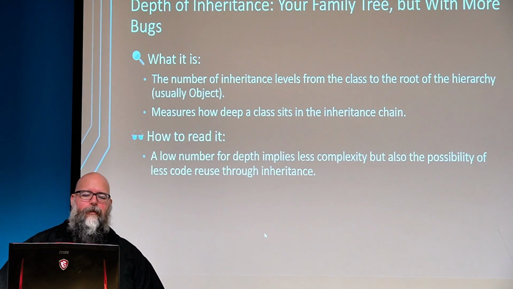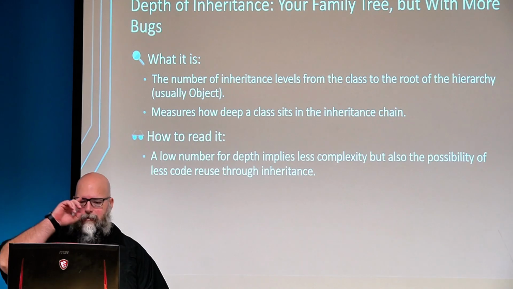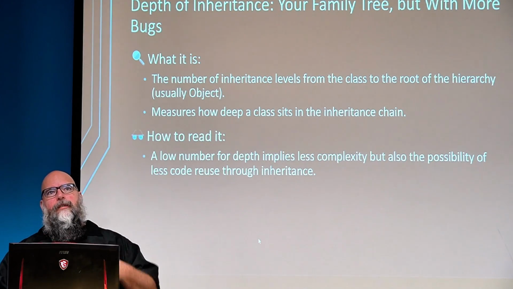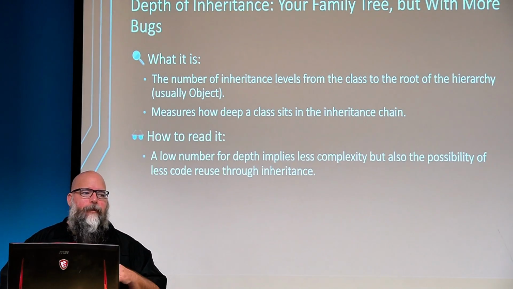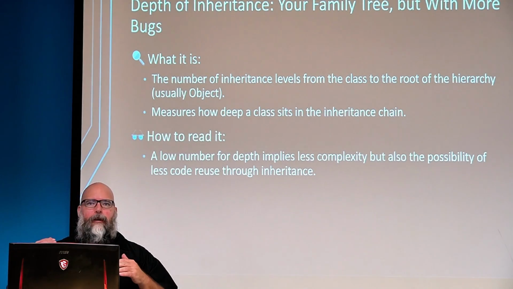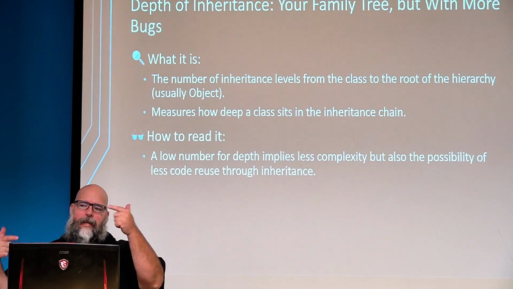All right, so how to read it? Lower number for depth implies less complexity, but also the possibility of less code reuse through inheritance. So the point this is making is when you have really deep inheritance, it opens the door for a bunch of cracks in your code where bugs can creep in. Right?